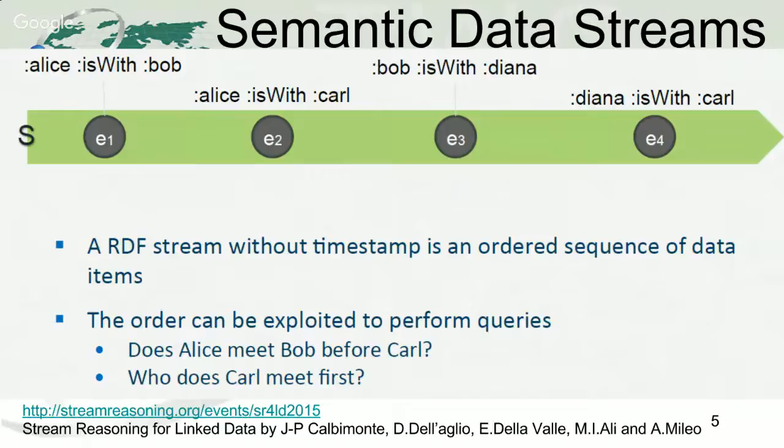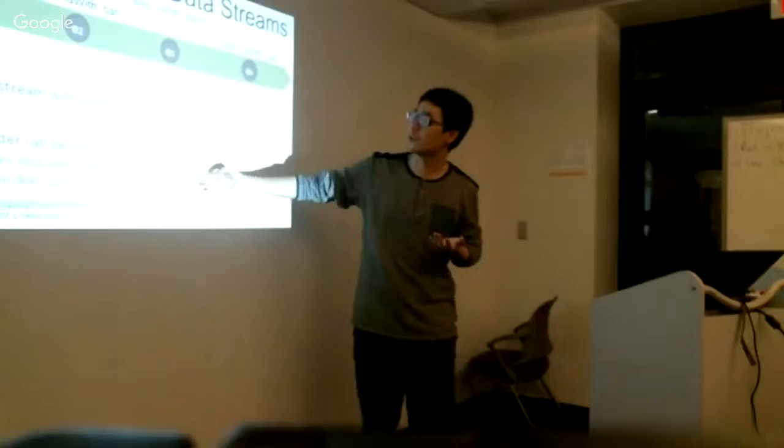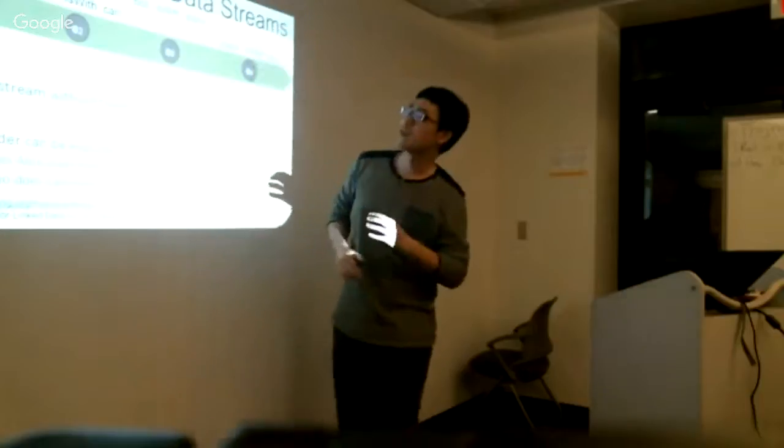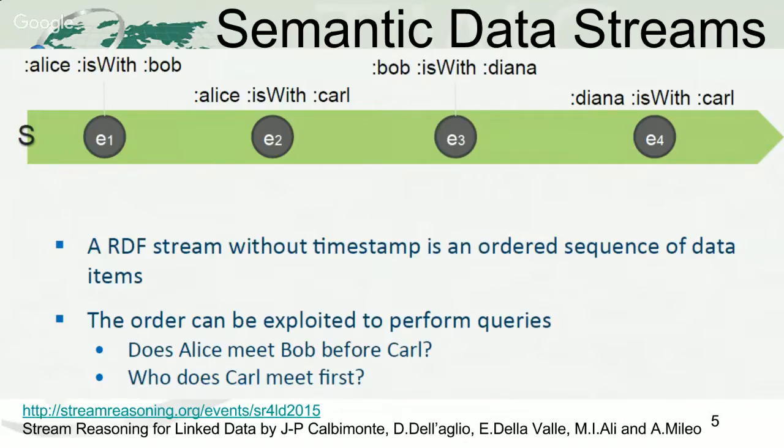You basically have the stream, and you have the data as triples. For this particular example, each data item is not associated with a timestamp, so it is only an ordered sequence of data items. The order can be exploited to perform queries like, did Alice meet Bob before Carl? This "before" is trying to query something in time, but it never gives you exactly five minutes before or ten minutes before. It can only tell you yes or no. But for that to be true, even though there's no timestamping, there's order. Yeah, the ordered sequence implies just the order.